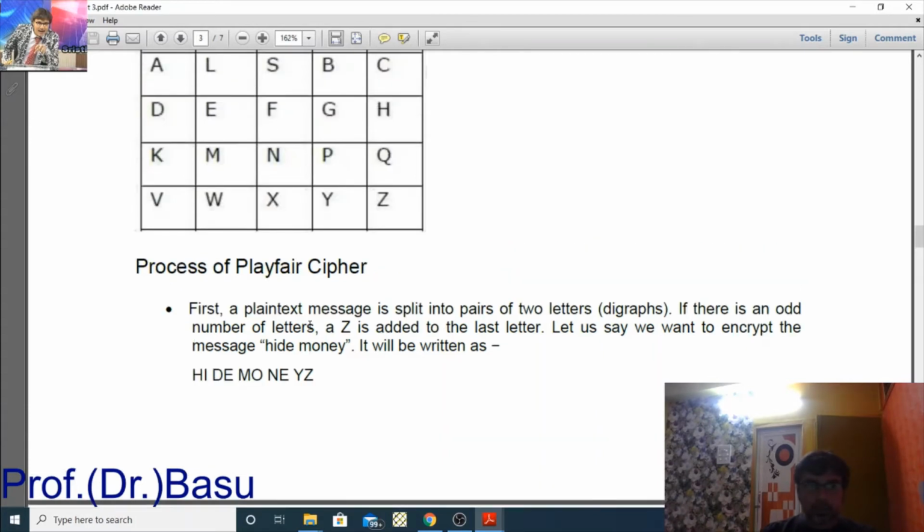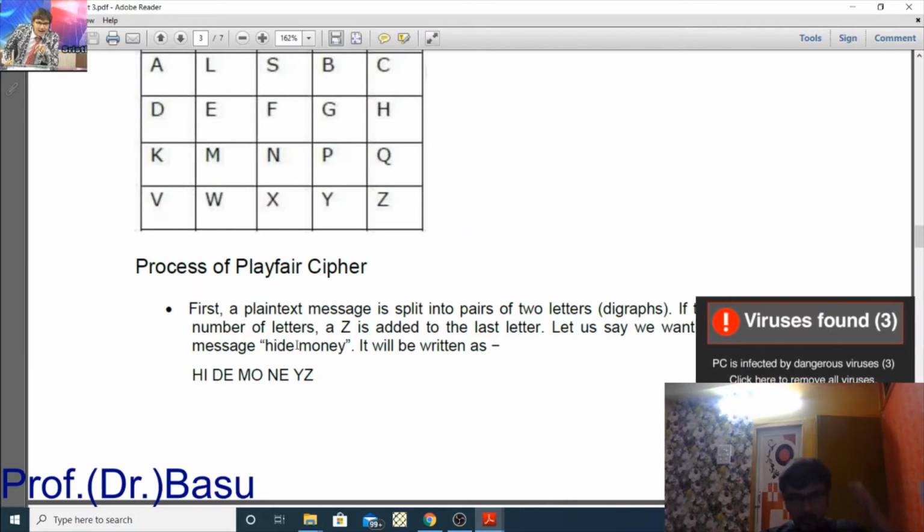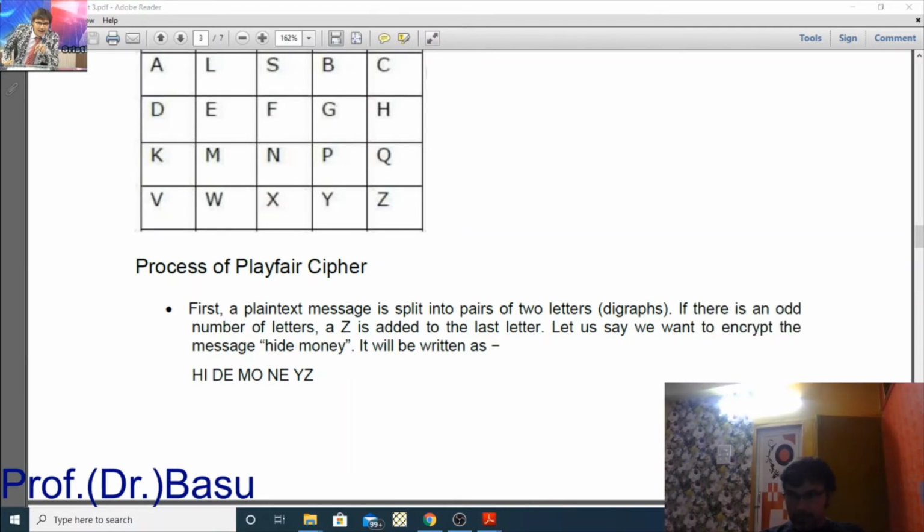The plain text, for example, we are going to encrypt the message "hide money". What we have to do is split the entire plain text into 2 consecutive characters. So it will come HI, then DE, then MO, then NE.